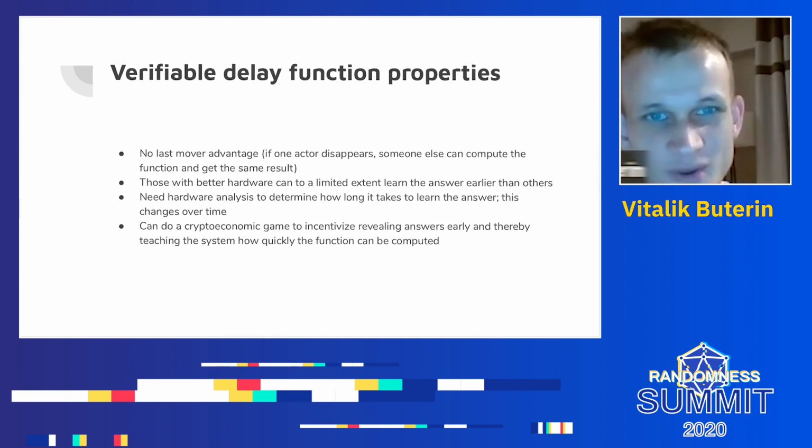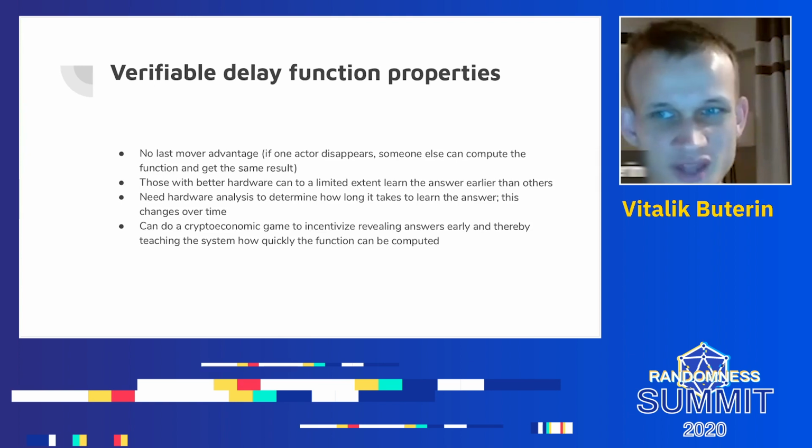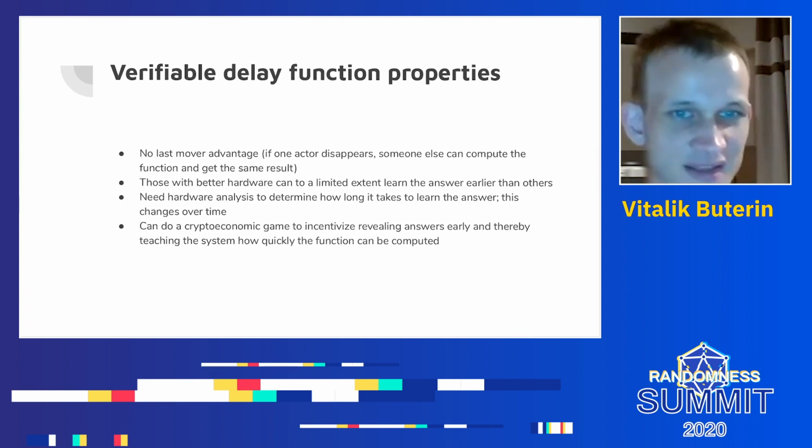So why do we care about VDFs, right? Basically, we care about VDFs because we want to get rid of last mover advantage. So if one actor disappears, then someone else can compute the same function and they can get the same result, right? There are no individual participant-specific secrets that are getting released. And so there's no individual participant that the outcome hinges on.